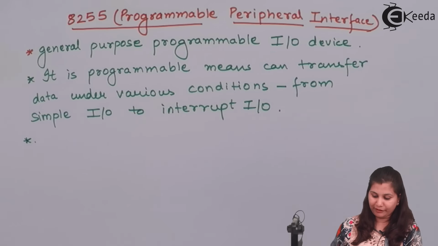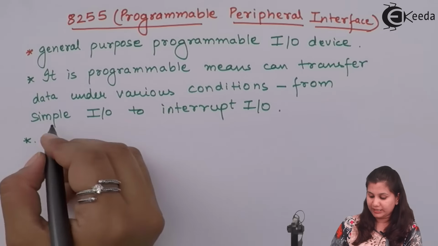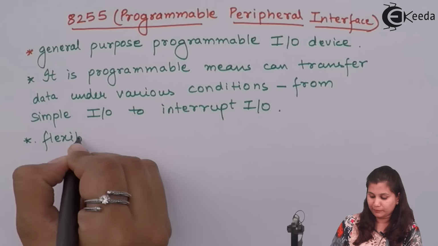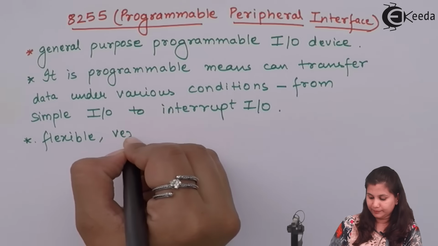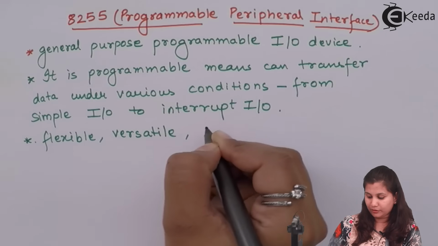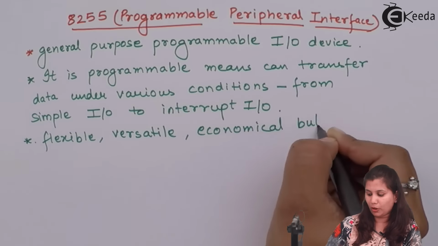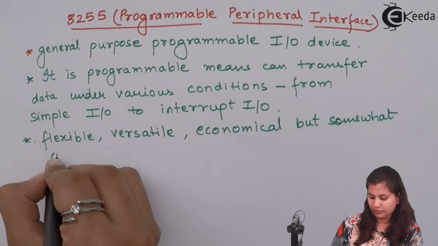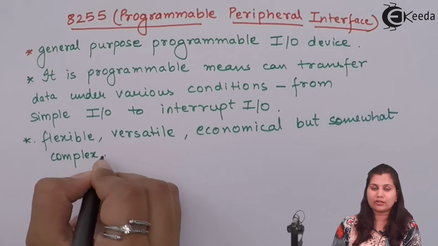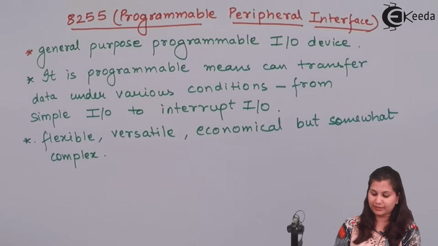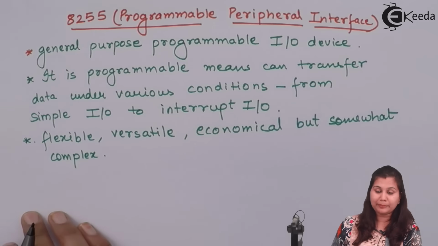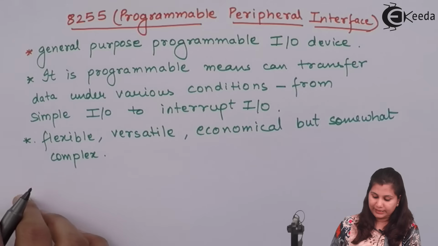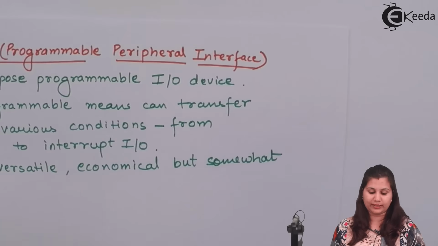Now this 8255 microprocessor, it is very flexible, it is versatile, and it's very economical, but its circuitry is somewhat complex. So we can say that 8255, it is flexible, versatile, economical, but somewhat complex. So these were a little bit of features of the 8255 microprocessor, this 8255 programmable peripheral interface. Now let's see what are the features of this.